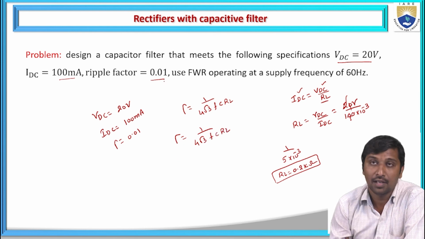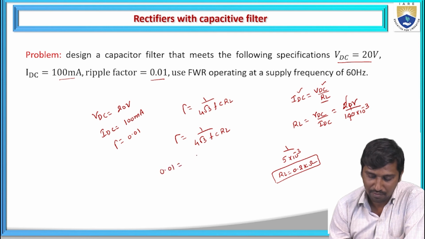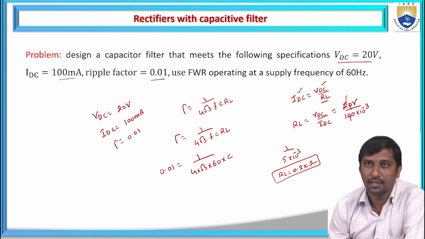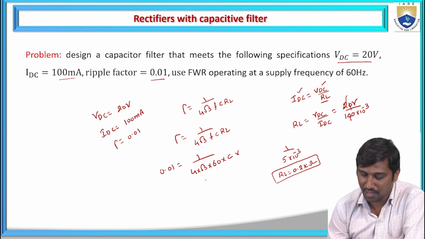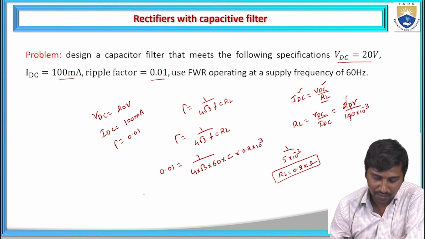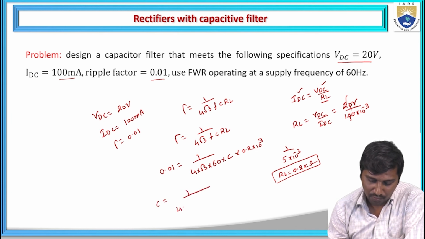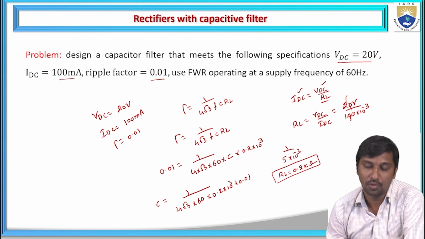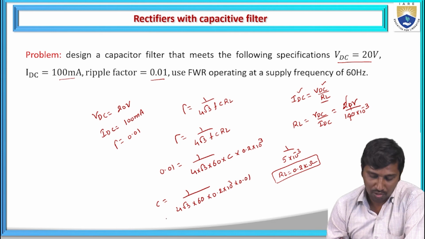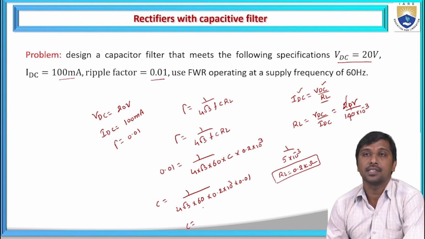Here the ripple factor value is 0.01, which equals 1 by 4 into root 3 into F, where F is 60 Hz. Then we need to calculate C, and the RL value is 0.2 kilo ohms. So C is equal to 1 by 4 root 3 into 60 into 0.2 into 10 power 3 into 0.01. Solving this gives the capacitance value.